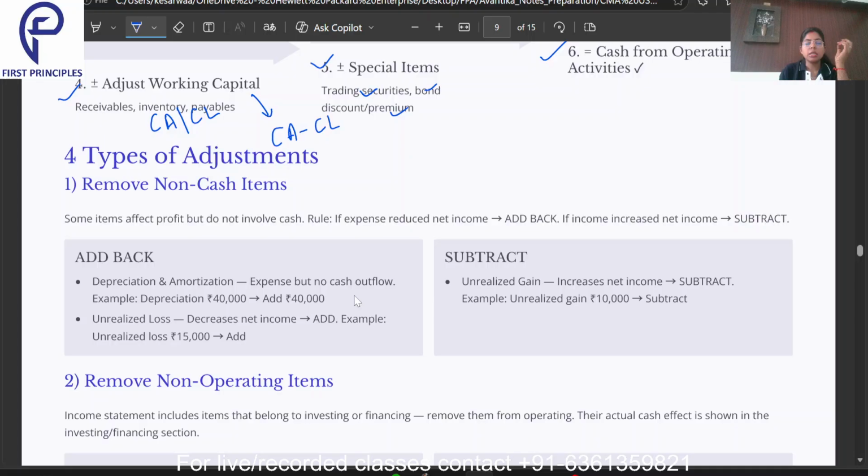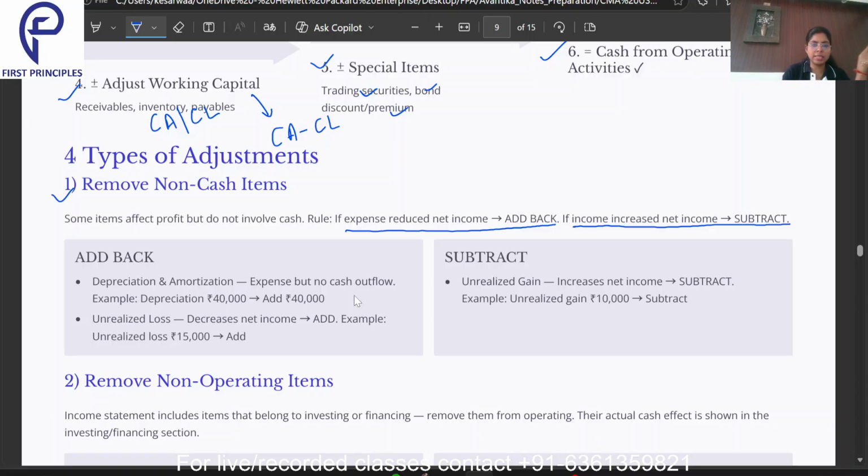Now, 4 types of adjustments. First, remove non-cash items. Some items affect profit but do not involve cash. Rule: if expenses reduce net income, add back. This is a golden line. If expenses reduce net income, add back. If income increased net income, subtract.